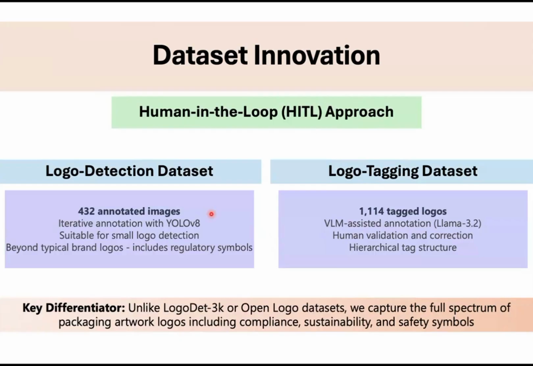So the detection data set, why is it peculiar here? Because it's also suitable for small logo detection, and it contains variations of logos beyond the typical brands that are in the current data sets present in open source. And for the tagging, we have applied a VLM assisted annotation, for which we utilized Llama 3.2. After the tags were generated by this open source model, we utilized human validation and correction to prepare the final hierarchical tag structure as a dataset.